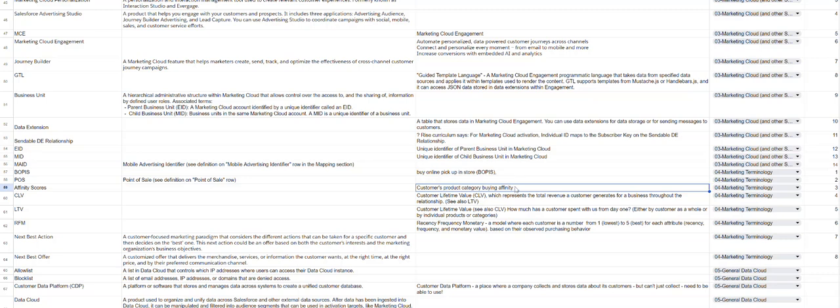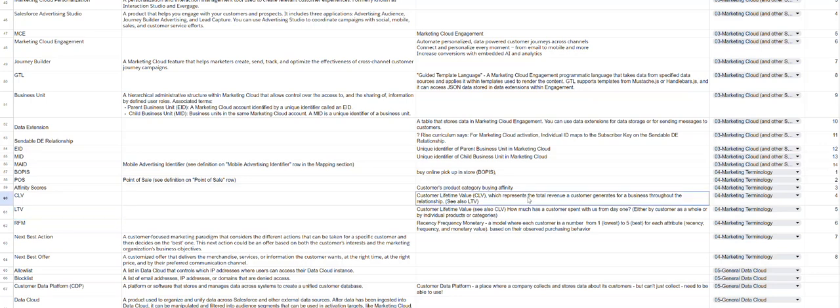So I guess it means their likelihood or their history of buying certain products in certain product categories is their affinity score. And then we have CLV, which is customer lifetime value, which represents the total revenue a customer generates for a business throughout the relationship. LTV seems to be another acronym for the same thing, lifetime value or customer lifetime value. And again, how much a customer spent with us from day one, either by customer as a whole or by individual products or categories.